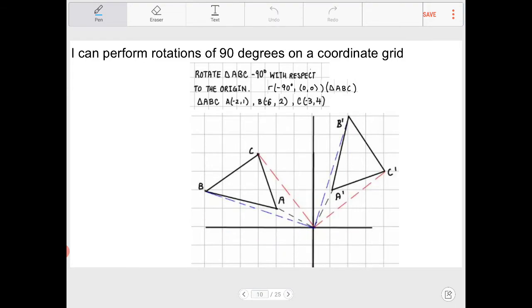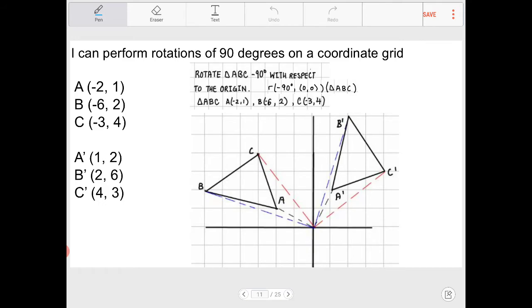And then the same thing could be said about point C. We're going to go down 4 and over 3. So that means we're going to go over 4 and up 3. And here are the coordinates of the original. And here are the coordinates after the transformation has happened.